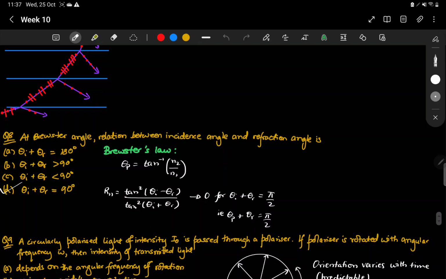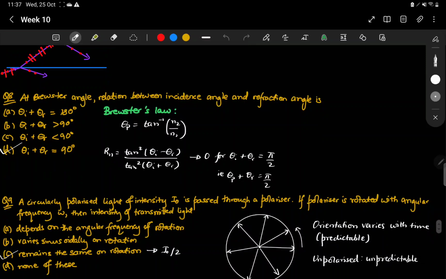Also at Brewster angle, the reflected and the transmitted rays make an angle of 90 degrees with each other. So theta I plus theta r is 90 degrees, where theta r is the refracted angle and theta I is the incident angle, which is also the same as the reflected angle.